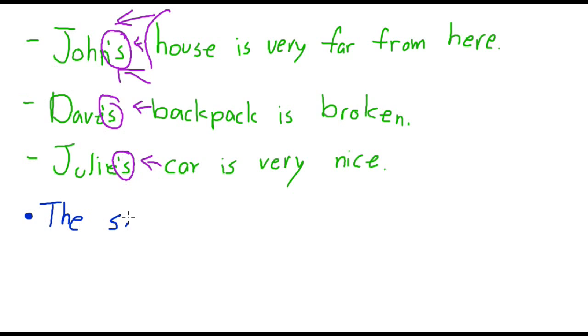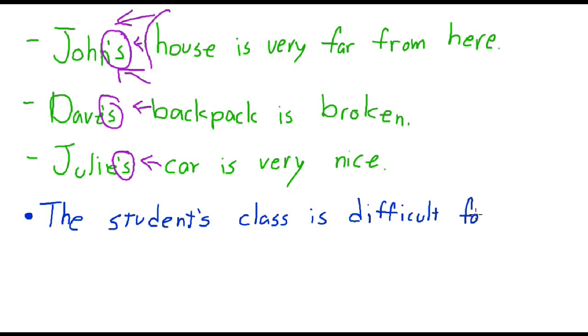Let's look at this. The student's class is difficult. Okay, the student's class is difficult. Okay, and actually I'll add to it a little bit more. We can say the student's class is difficult for him. Well, in this case we have apostrophe S, correct? The student's class is difficult for him. It's an apostrophe S. Now we look at this, that this sentence here is singular. Correct? Because there's only one student.